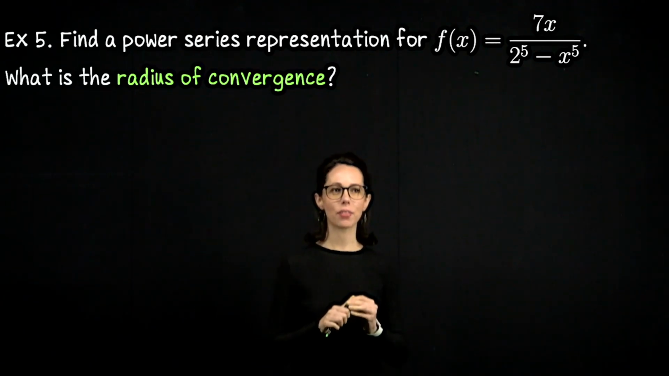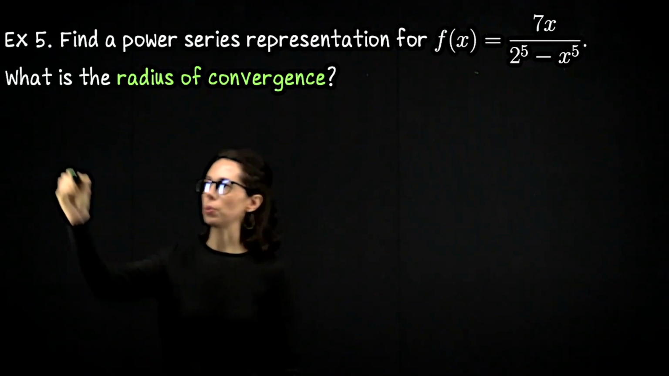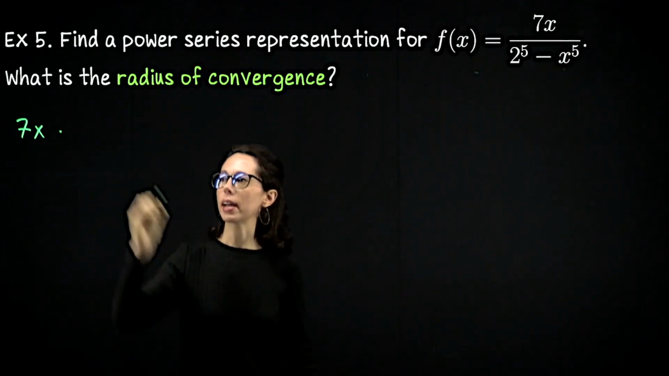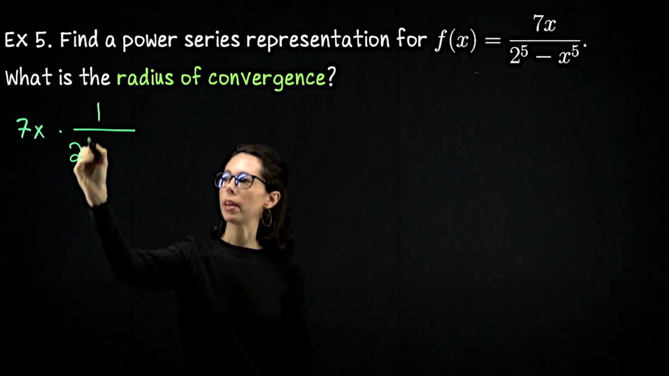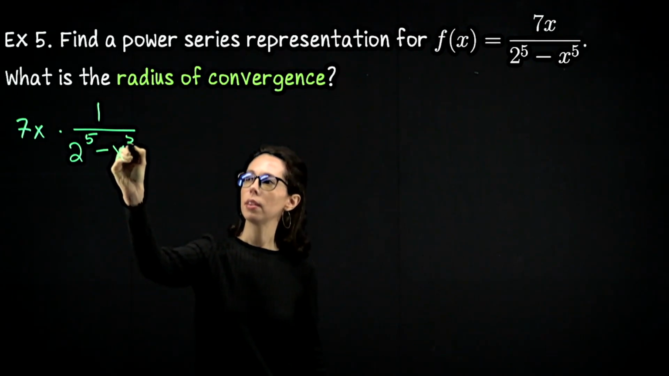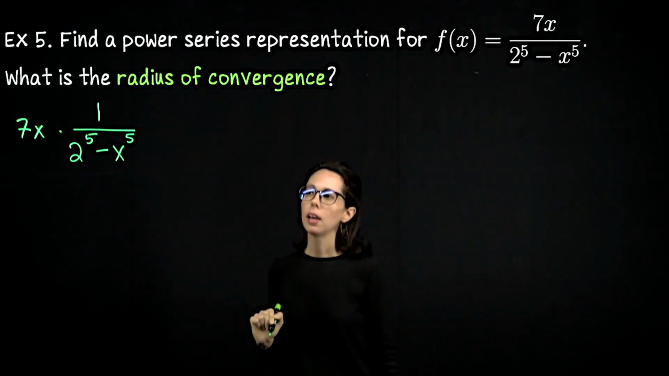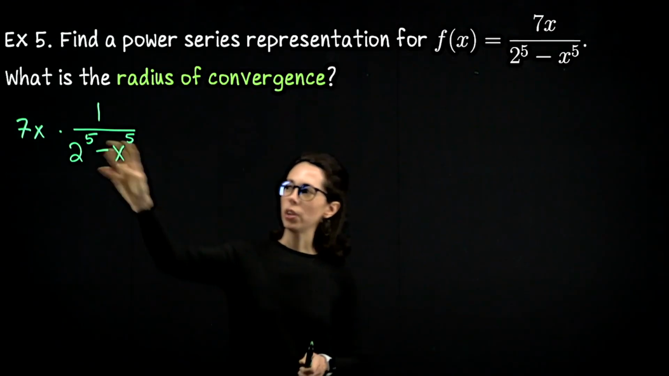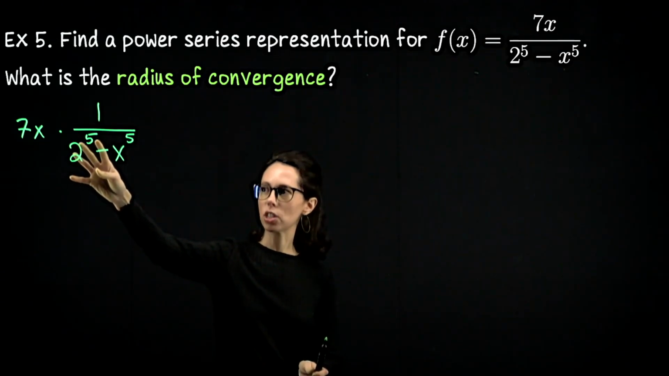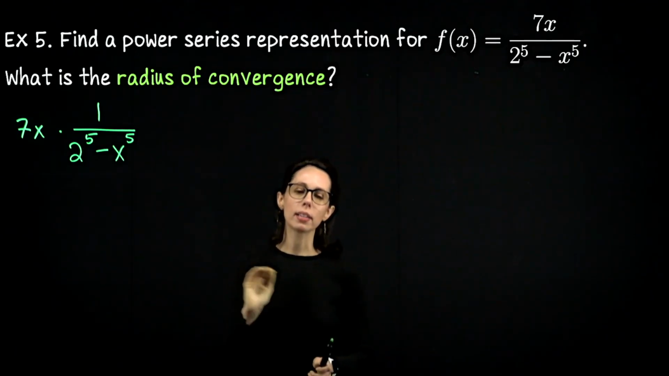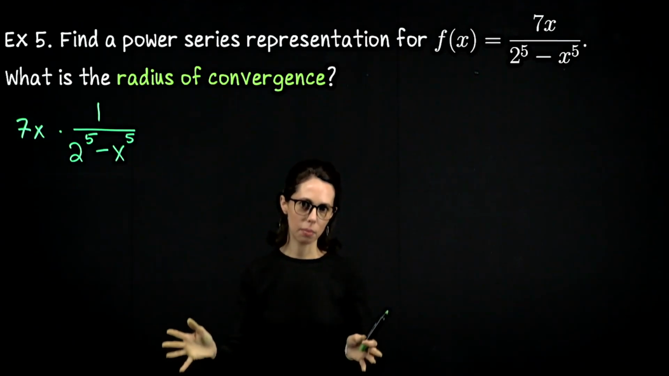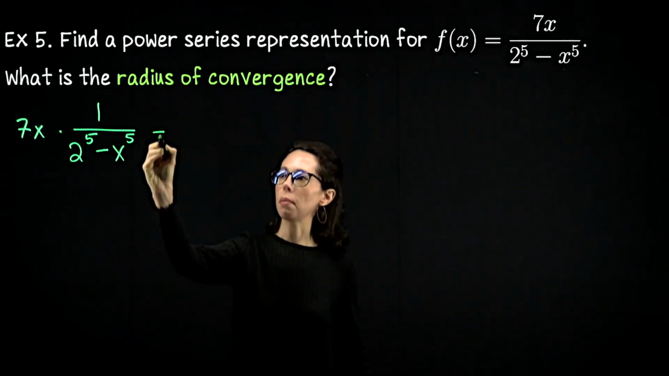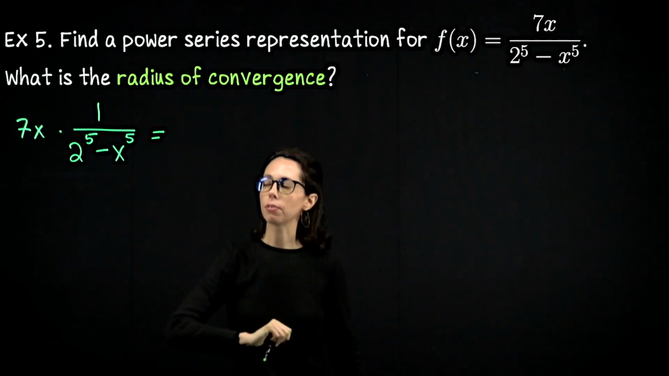Okay, just like we've seen several times, the first step is to take the 7x from the numerator and just pull it in front. So we have 7x, 1 divided by 2 to the fifth minus x to the fifth. Just like we discussed in the previous example, the 2 to the fifth isn't great in its current position because the prototype is 1 divided by 1 minus the base r. So I'd rather have a 1 here.